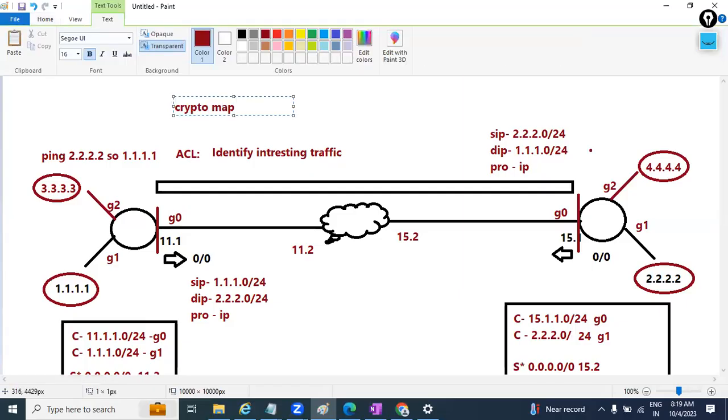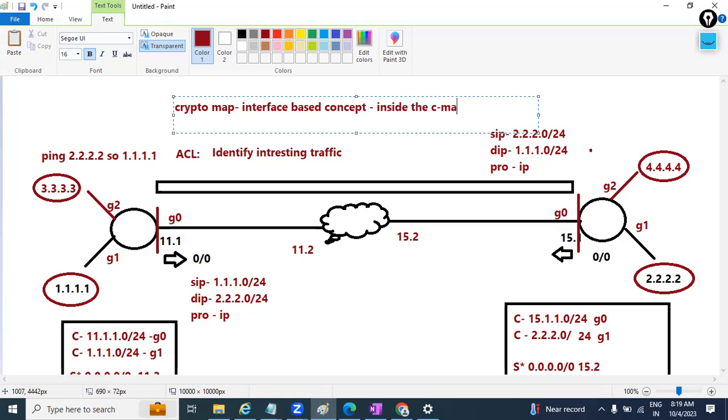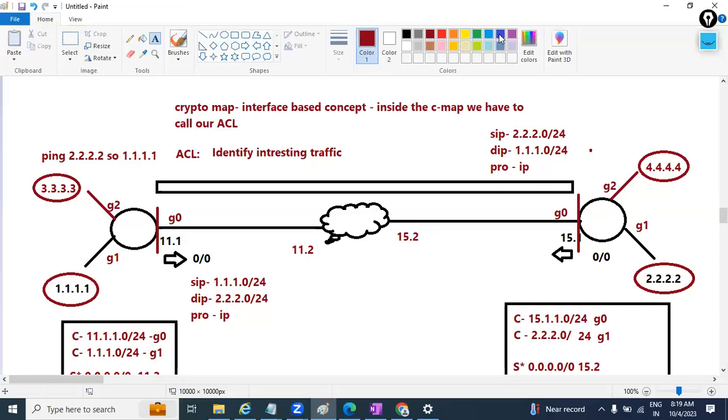crypto map. That is an interface-based concept. What is that? Interface-based concept. And inside the crypto map, we have to call our ACL, if you have more than one ACL. Clear? And this crypto map concept works on the interface.